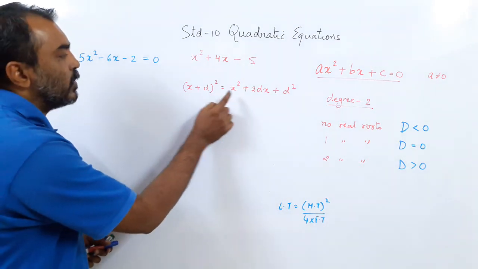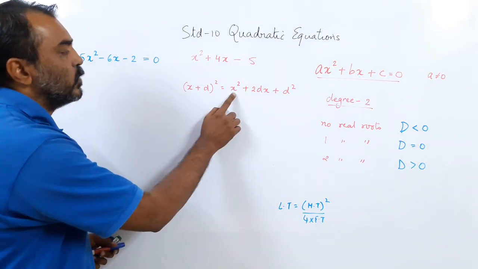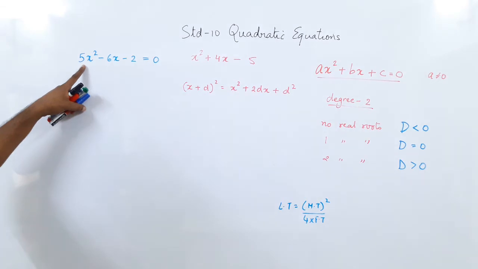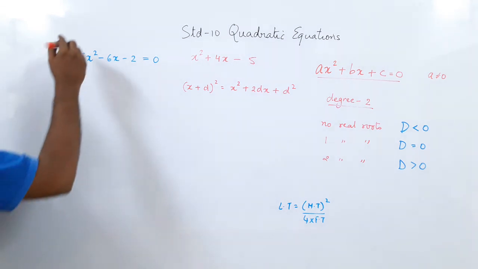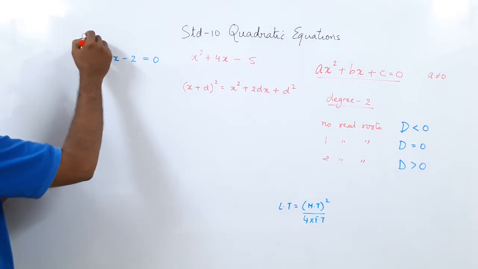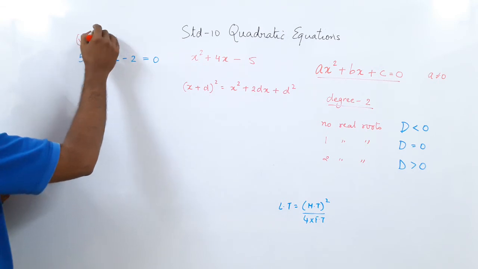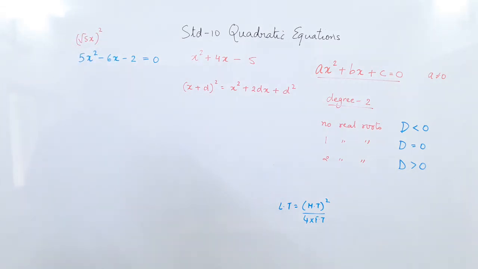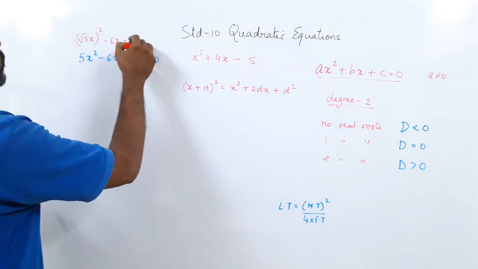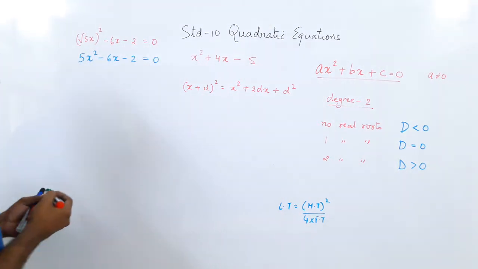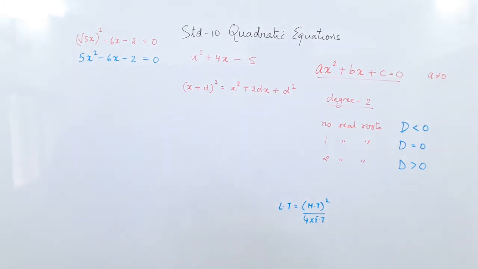In the perfect square, the first term is always a perfect square. While here 5x square is not a perfect square. You will have to write root 5x the whole square. And this is not a perfect square. So I can write it in which way? I can write it like this. Root 5x the whole square. This is one way to do it. You can write root 5x the whole square minus 6x minus 2 equal to 0. So have you followed what I did here?